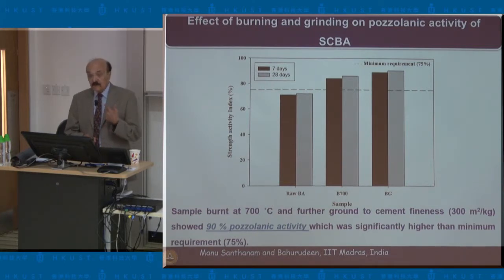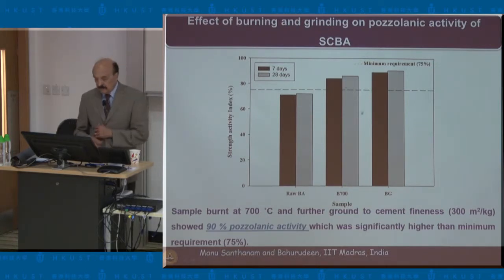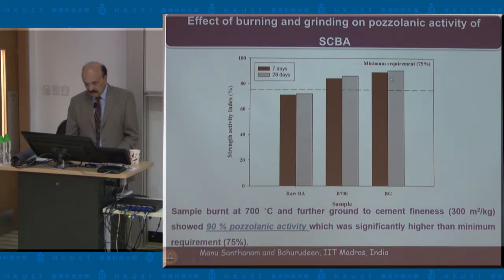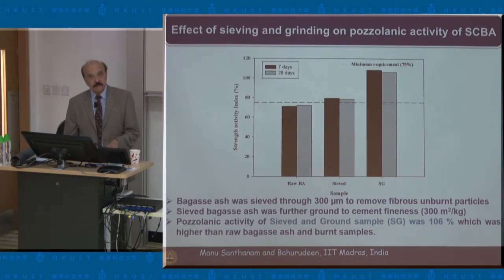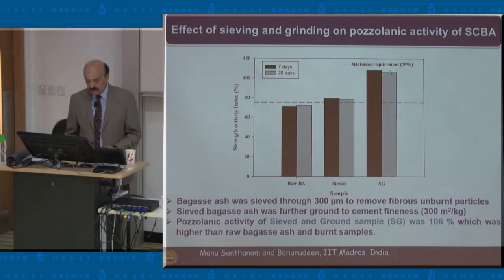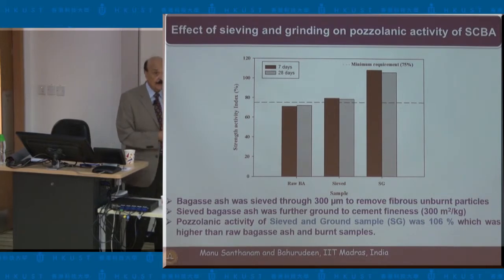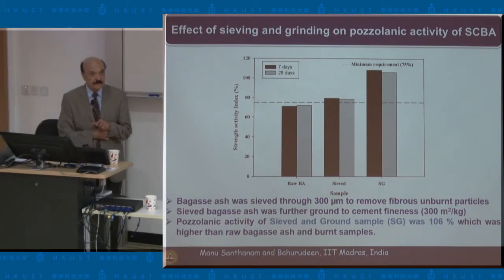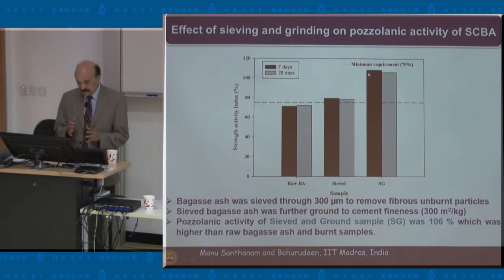Now, can you improve it by grinding? If you grind it at the same level as cement fineness, then yes, it increases from here to about 90% of pozzolanic activity. Burning, heating, and grinding. However, they found out that if you take this ash, remove the fibrous part by sieving, and then just grind it, you get 106%. This is energy-wise the most efficient. You don't have to heat it, and heating, of course, costs energy.